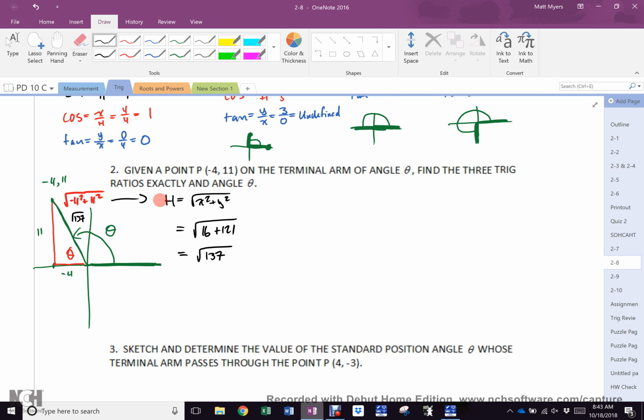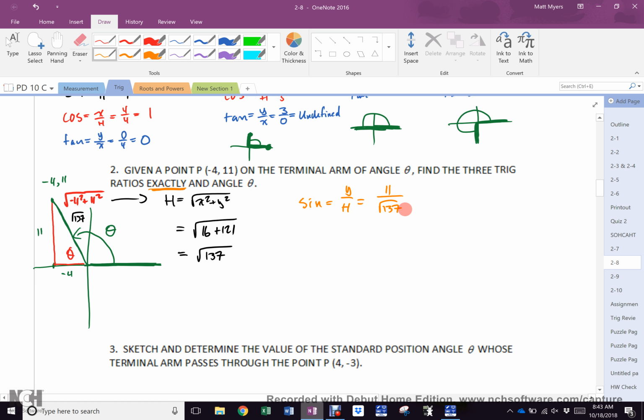Do we have an answer for me yet? No. Exactly. 11 divided by... Okay. All right. So I've lost the plot here. Sine is y over h, yes? Agreed? What is y? 11. What is h? Square root of 137.